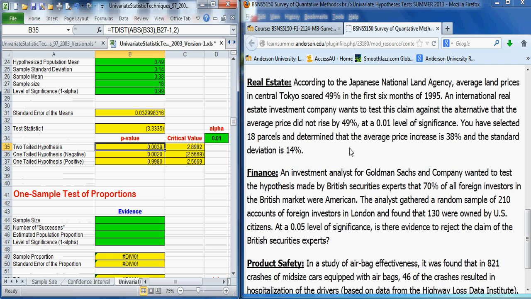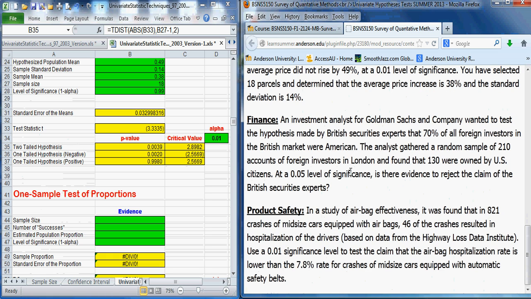The finance problem next, we worked in class. This is a test of proportions. It has percentages, but it also has accounts, number of accounts, 210 accounts and 130 accounts. So this finance problem happens to be a test of proportions. Let me run through it quickly.